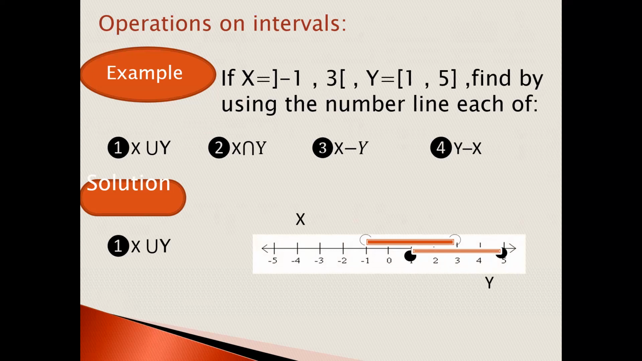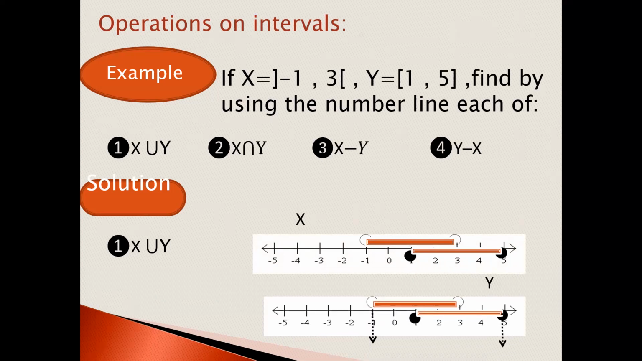I want here x union with y, so I want the numbers in x and in y in one interval. I'll take the first number, negative 1, and the last number, 5, because I want the numbers between negative 1 and 5. Negative 1 is open, so it will be open. 5 is closed, so it will be closed. So the answer is negative 1 open and 5 closed.